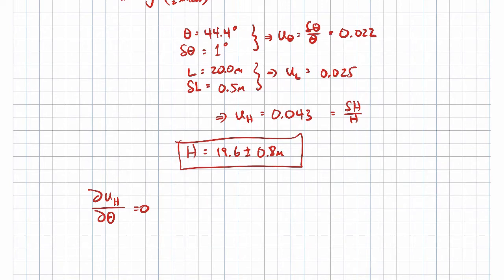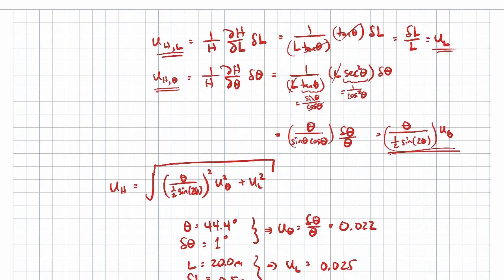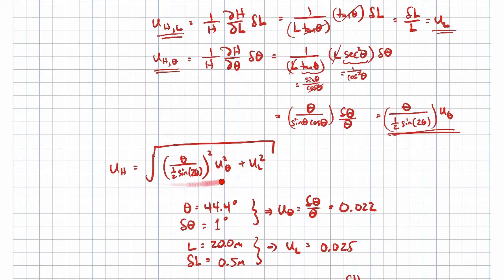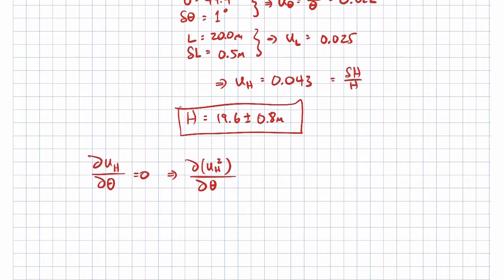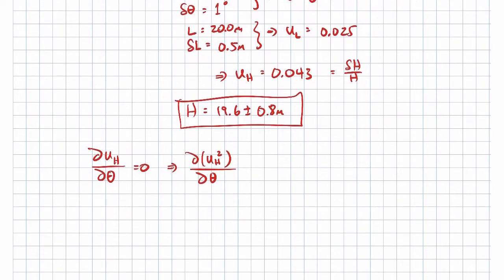And actually it's a little easier, when taking the derivative, to take the derivative of U_H squared over d theta. Just because we have the square root in the expression right here, it's a little easier if we just square it so we don't have to worry about the square root. It won't affect what the critical angle is. It just makes our derivative calculations easier. So we'll set that equal to 0.